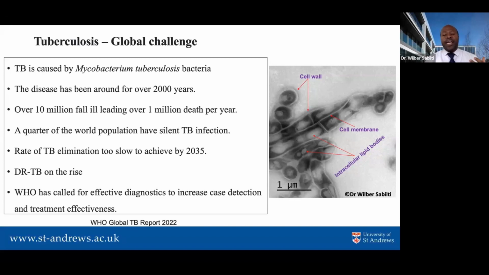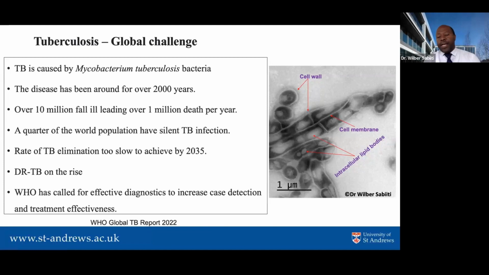But there's another form of the tuberculosis infection which does not show symptoms. It could be subclinical, in which case the symptoms are not seen, and the person maybe has internal pathology, or it can be what we call latent, whereby the infection is there, but there are no symptoms. And this constitutes a majority of TB infection. A quarter of the world population has silent TB infection.